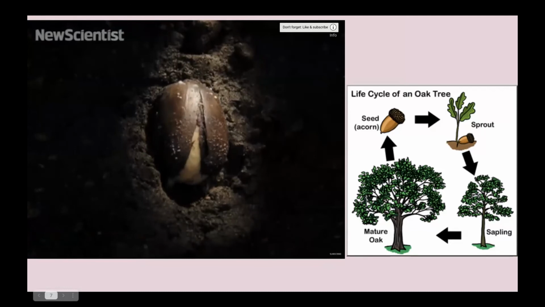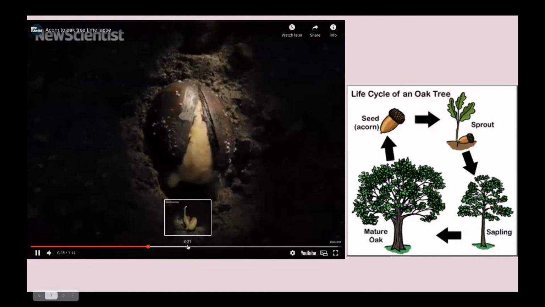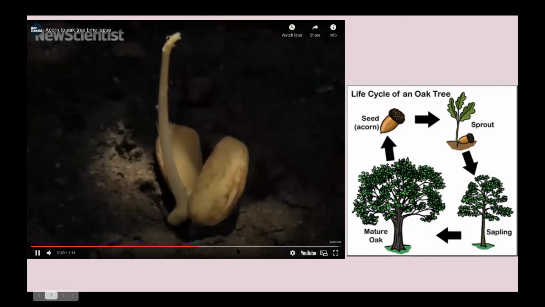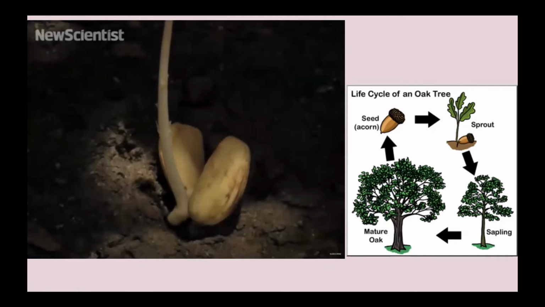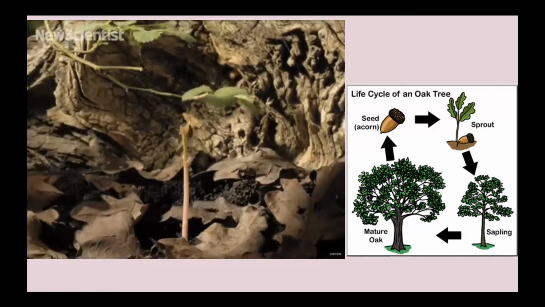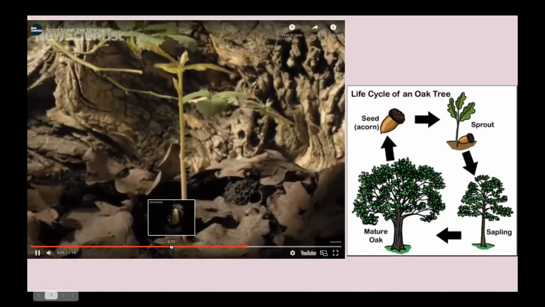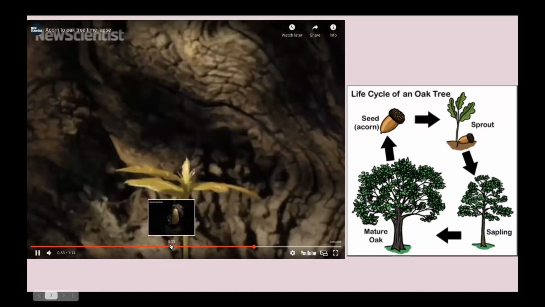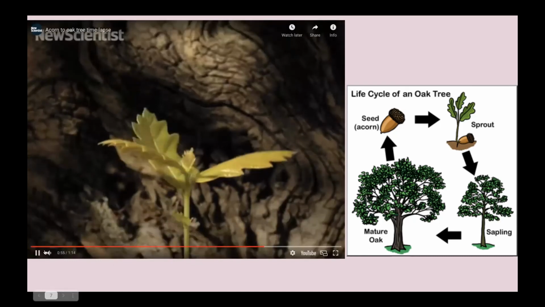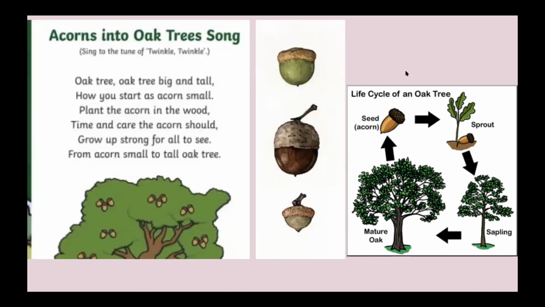Eventually, many, many years later, that little baby oak tree will turn into one of those giant mature trees that you guys see outside. So I'm going to fast forward it just a little bit so you can see some more and how it grows or germinates. The science word for when a plant sprouts is germinate. So you can see how it pushes its way through the soil. And then we have the start of a baby tree called a sapling. That's pretty cool because you can find acorns all over the place.